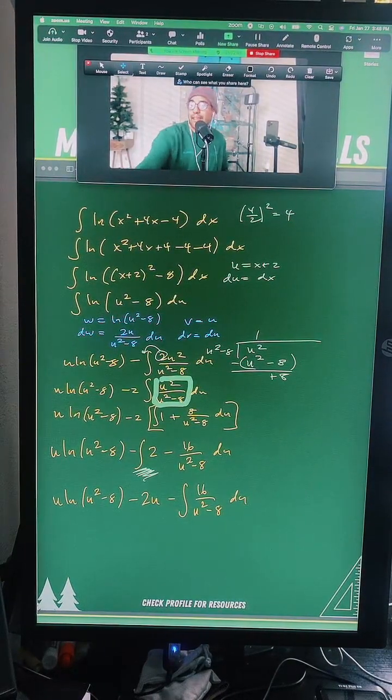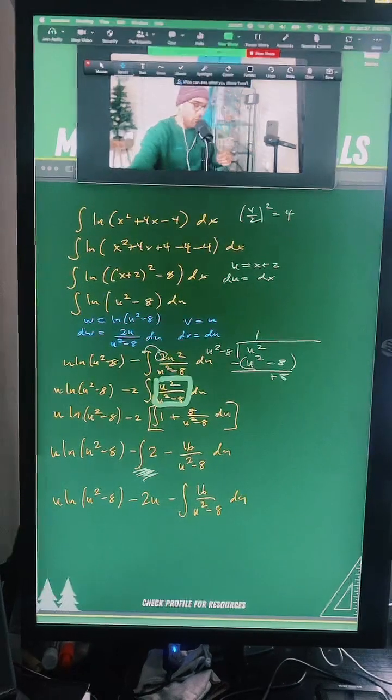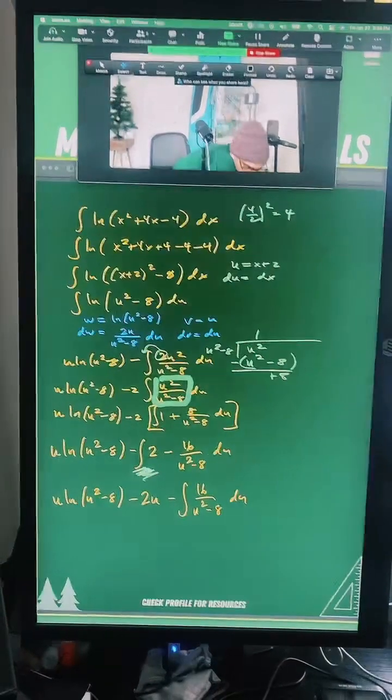Yes. But don't forget, if you're going to use arctan, you have to take the square root of that negative 8, and that's not going to happen. Unfortunately, that just won't work. Okay, let me grab something to drink real quick, and I'm going to show you how to finish this off.